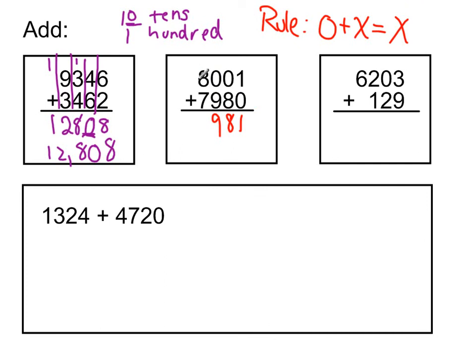And last but not least, we have 8 plus 7, which gets us 15. So we have 15,981. And that's it.